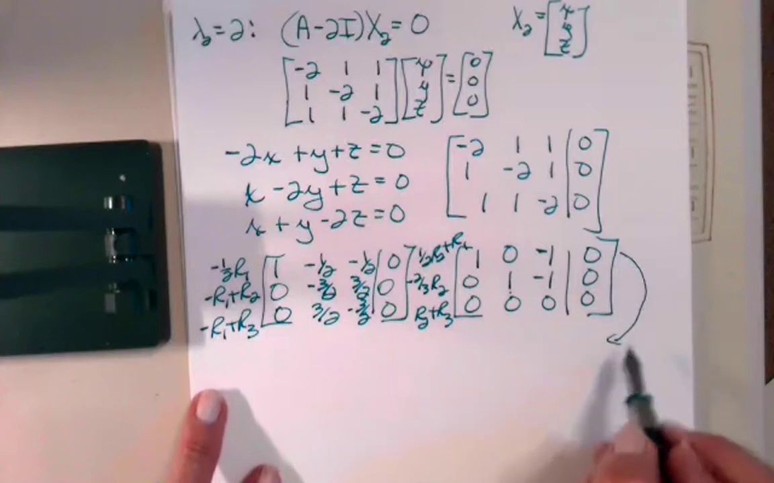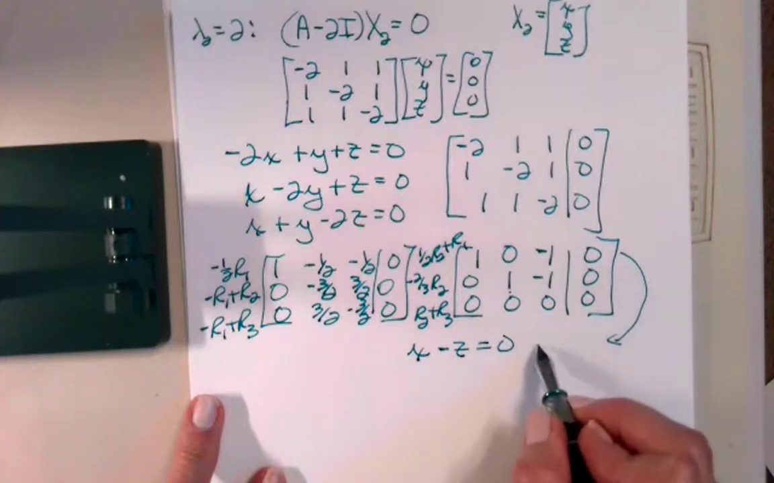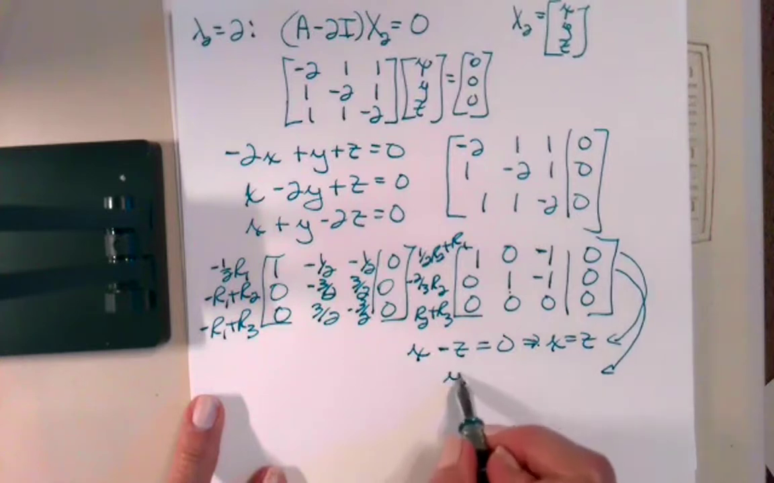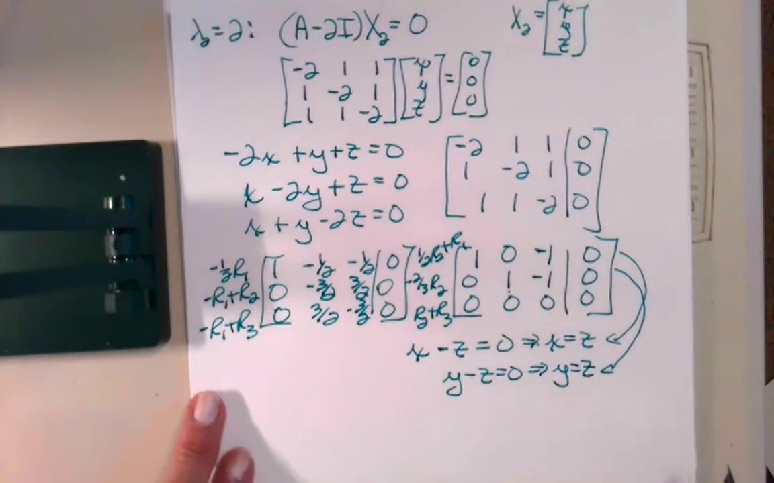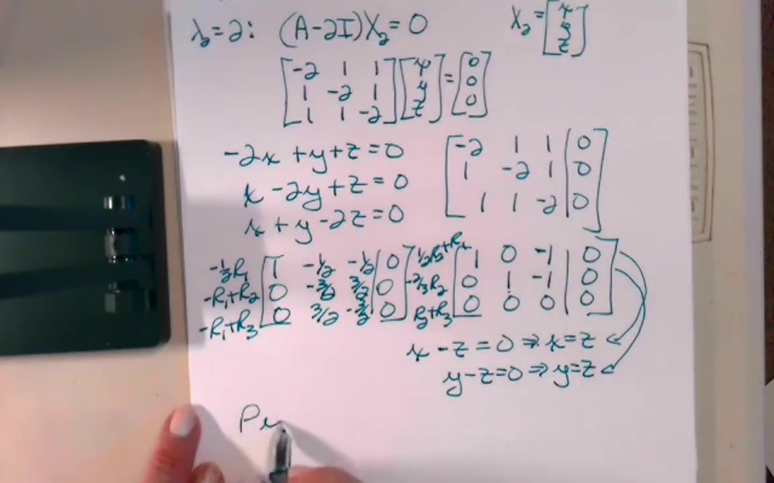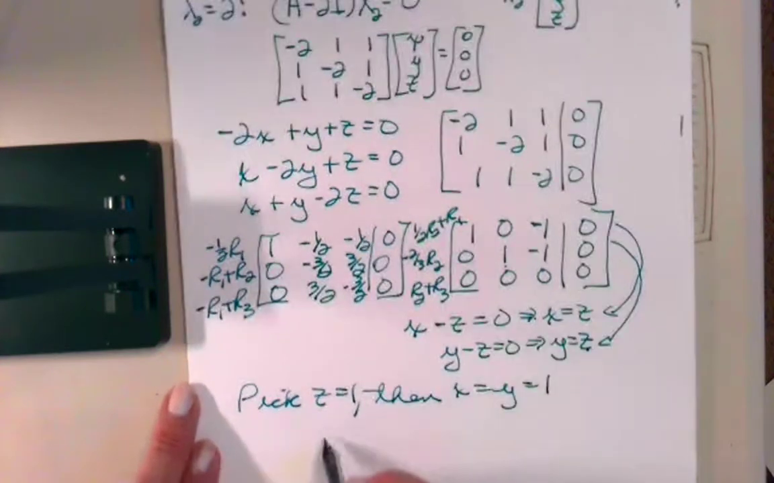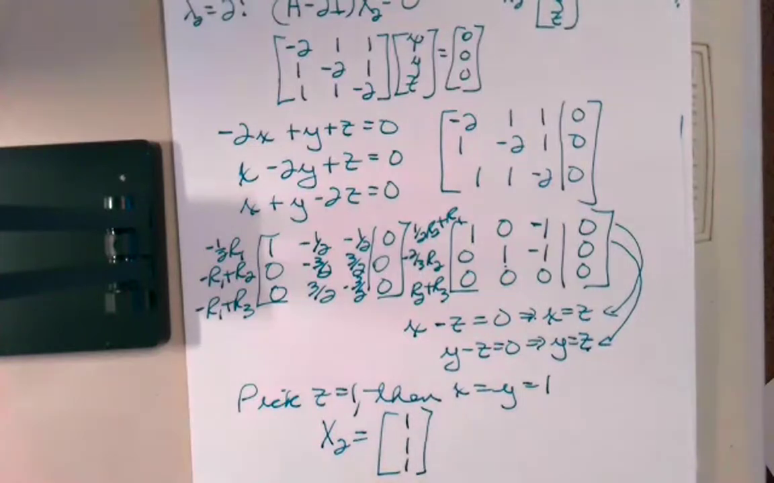So this first equation says that x minus z equals 0, so that x is equal to z. And the second one says that y minus z equals 0, so that says y is equal to z. So you pick z to be anything you want. I'm going to pick z equals 1, and x and y are both 1 by what we just found here. So that means my eigenvector is 1, 1, 1. And any multiple of that is also an eigenvector. That's just one of them.